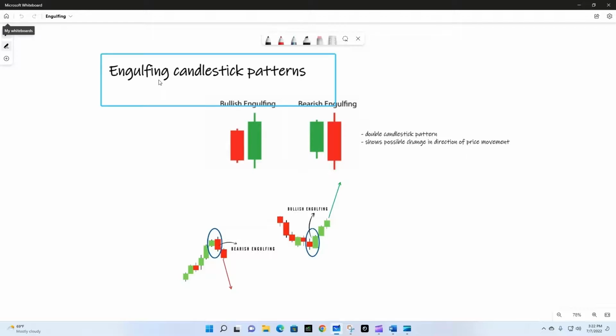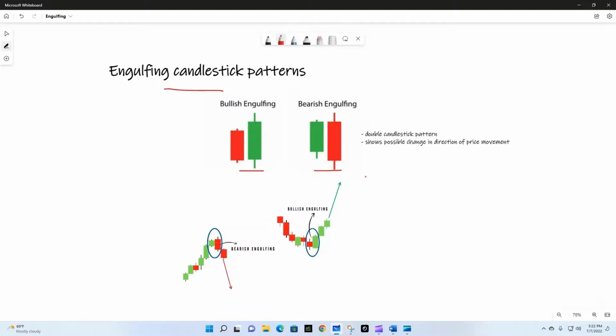Here I have an example of an engulfing candlestick pattern. I have two: the bullish engulfing candlestick pattern and the bearish engulfing candlestick pattern. You see, it's comprised of two bars. In the first example, this is the first bar, and this is the second bar. So it's comprised of two bars on a price chart. The second candlestick will be much larger than the first.